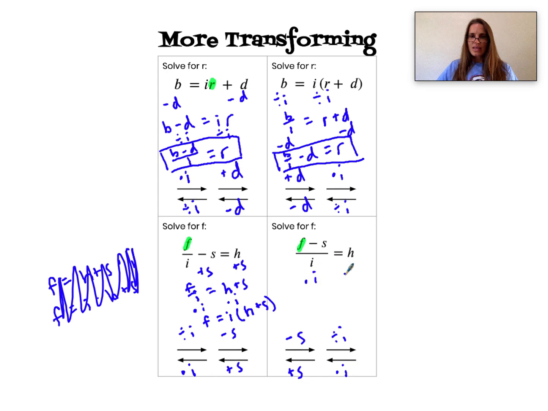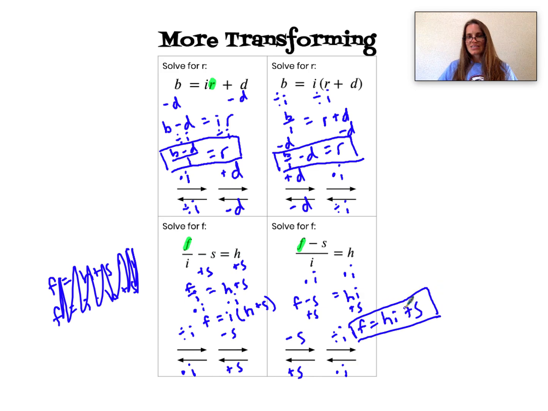Times I on the left and the right-hand side gives me f minus s equals h times I. Last inverse operation, add s to both sides, and I get f equals h times I plus s. F equals h times I plus s.